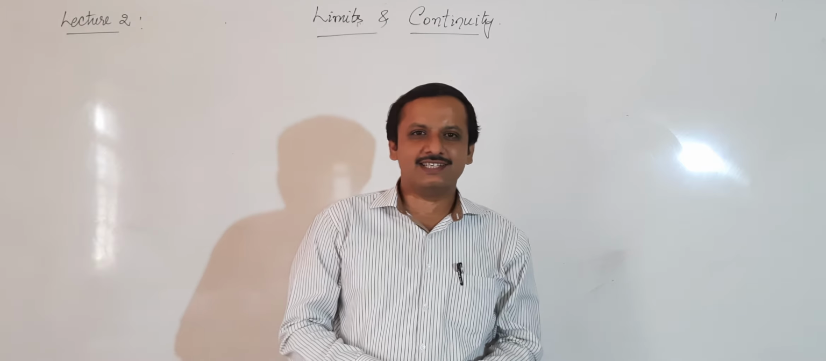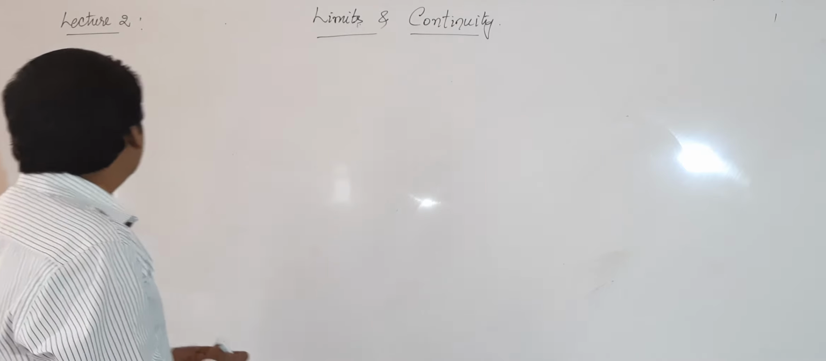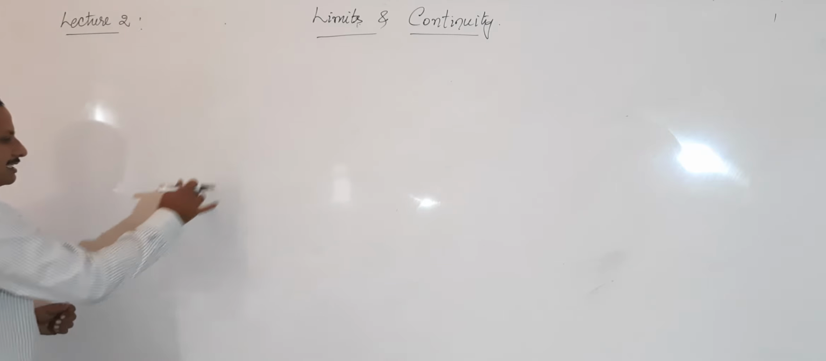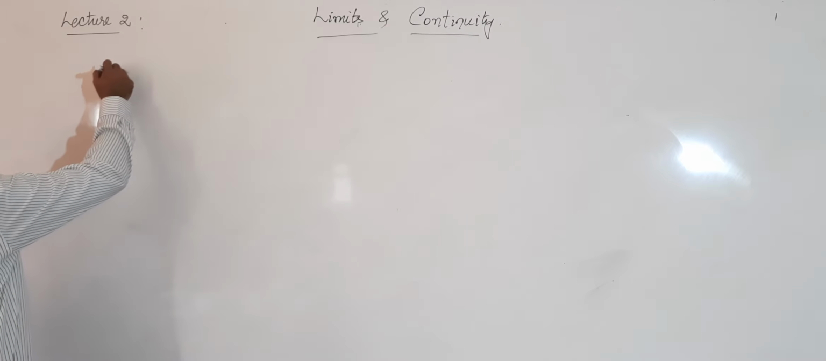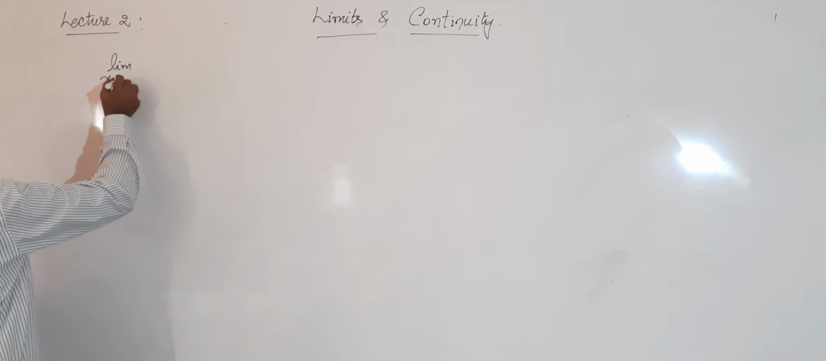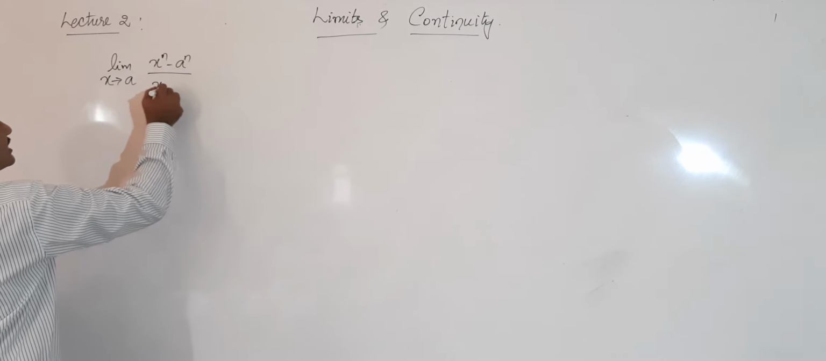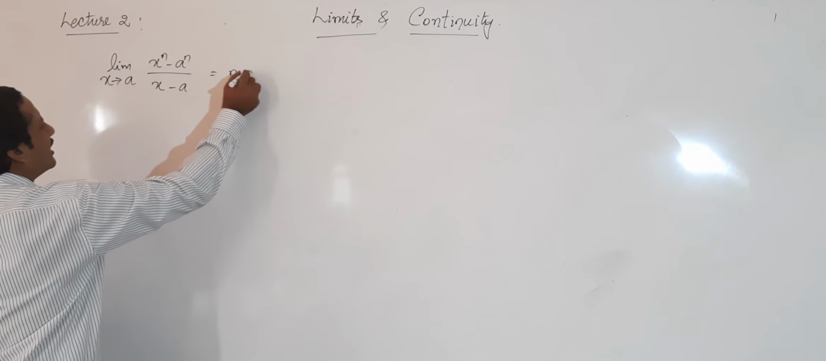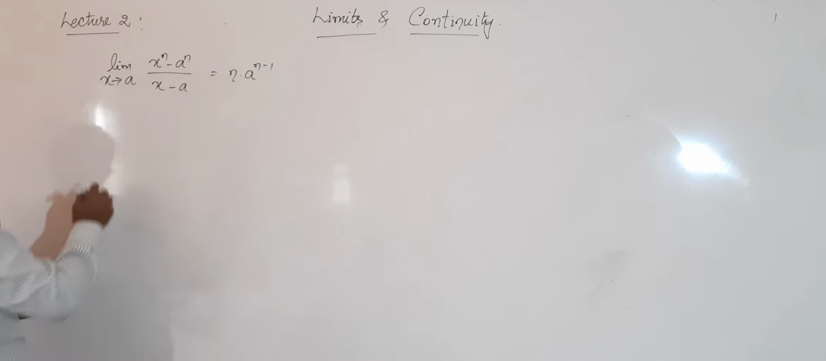Dear students, let us continue our discussion on limits. Let's have a look at some of the standard results. Limit x tends to a, x power n minus a power n divided by x minus a, that's equal to n into a power n minus 1, which you know this formula very well.